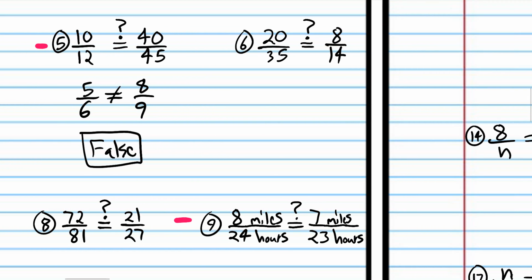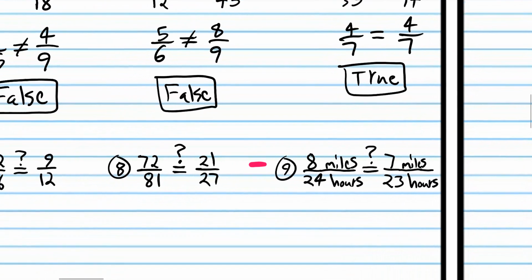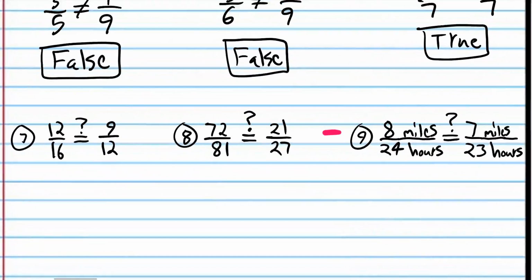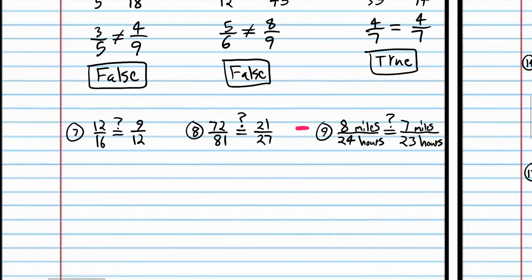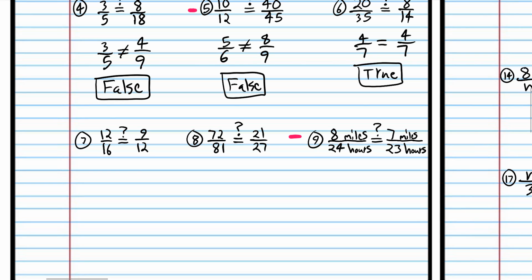Let's try another one. If we divide both sides of this fraction by 5, then we get 4 over 7. And if we divide both sides of this fraction to reduce it to lowest terms, we divide both sides of that fraction by 2, we get 4 over 7. So you can see that the proportion is true. So why don't you try number 7, and when you come back, we'll do it together.